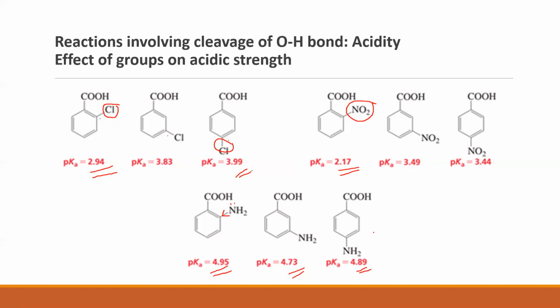Where it is positioned in terms of alkyl, whether it is at alpha, beta, gamma positions, or whether it is at ortho, meta, or para in terms of aromatic carboxylic acids. And the number of these substituents also matter. Greater the number of electron withdrawing groups, the acidic strength will increase significantly. Lesser the number of electron withdrawing groups, naturally the acidic strength will be lower. Same thing applies to electron releasing groups as well.